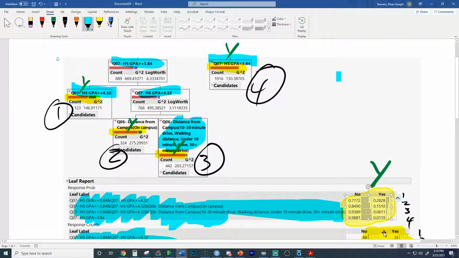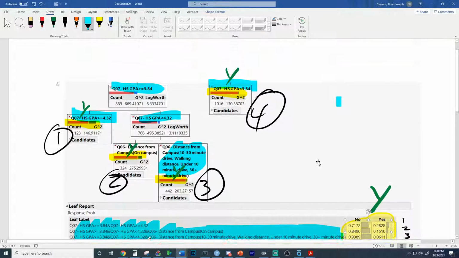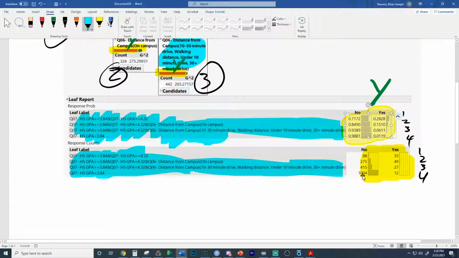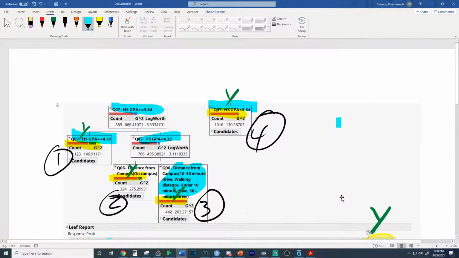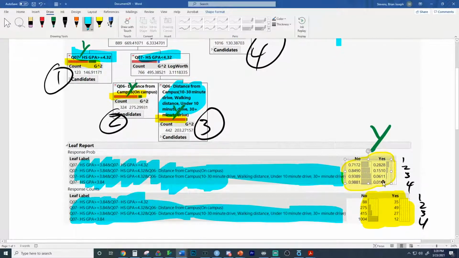The students who are least likely to be in the honors program, only about 1%, 1.19%, and there's 1,016 of them. You can also see down here, there's 12 students who are in the honors program, 1,004 who are not. And you'll notice right here that these students have the characteristic that they have a GPA less than 3.84. And then this is also the bar graph of the following distribution right here, because this is leaf 4.